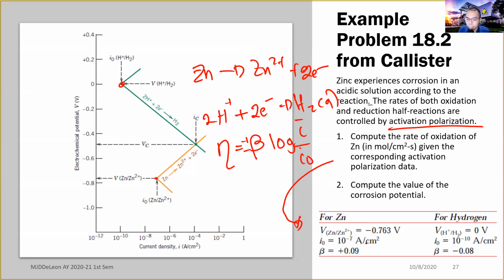For zinc, V is equal to negative 0.763 volts, I naught is equal to 10 to the negative 7 amps per cm squared, and beta is equal to 0.09. For hydrogen, your equilibrium potential is 0 volts, I naught is equal to 10 to the negative 10 amps per cm squared, and beta is negative 0.08. And we also compute for the value of the corrosion potential, VC, or yung intersection lang nila. So basically, we're just looking for the intersection of our two polarization curves.